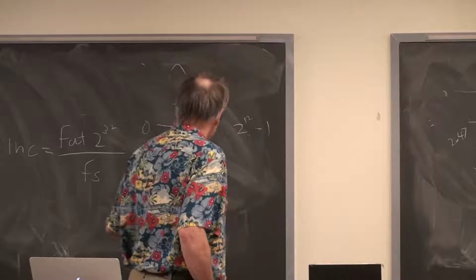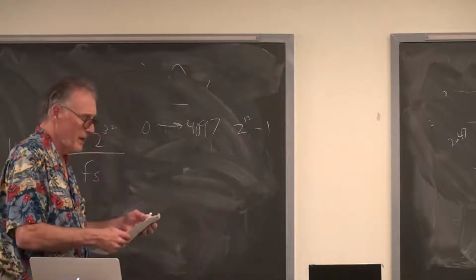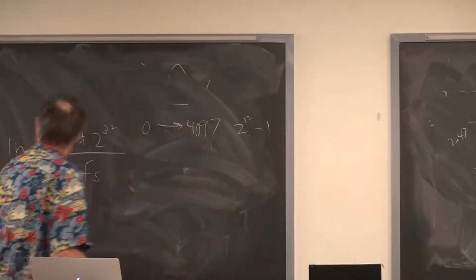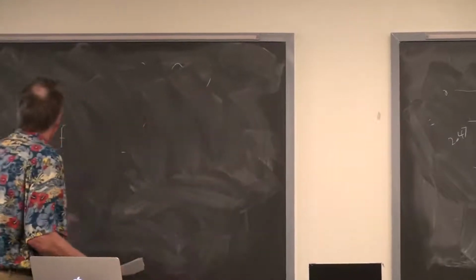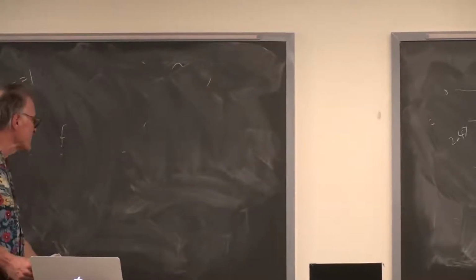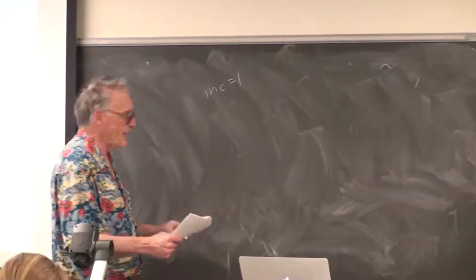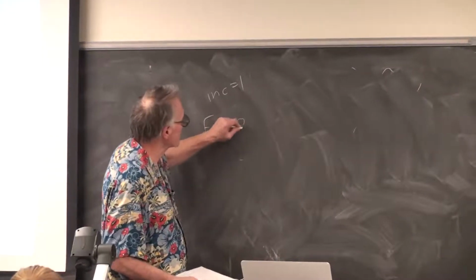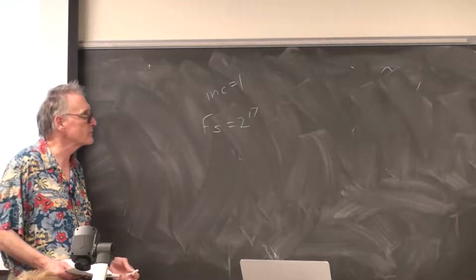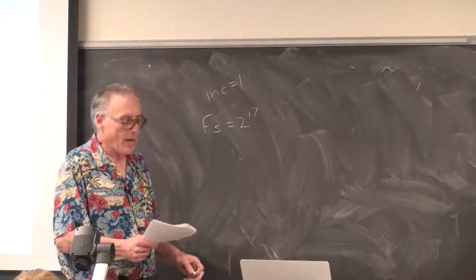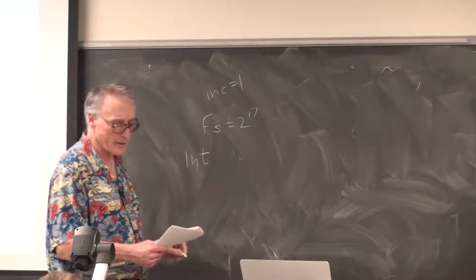So let's just think about resolution here a little bit. Let's go back to an increment of 1. We're going to ask now, what is the resolution of counters of different lengths? Let's say we're going to sample at a sample frequency of fs equals 2 to the 17th. That's 128,000 samples a second. That's in a reasonable range. And that we have a 32-bit register, so we're using an int to store the accumulator.